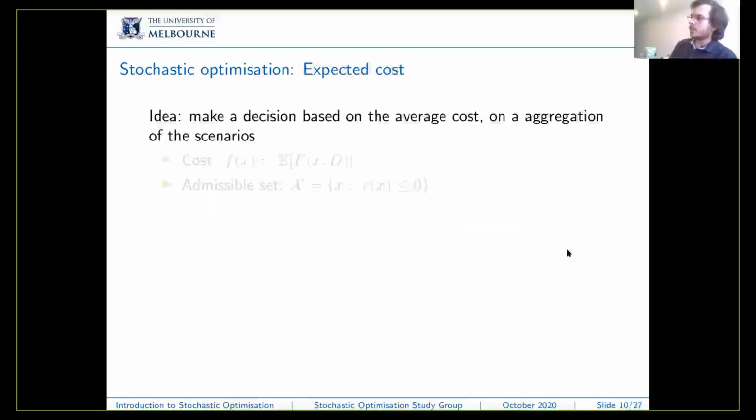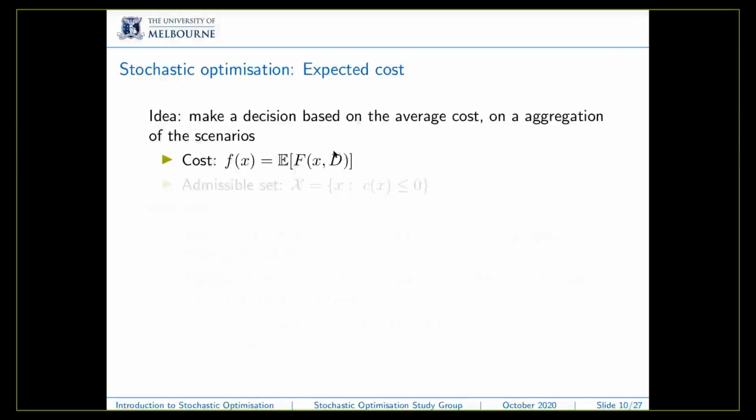Maybe the simplest stochastic optimization problem is the case where you have an expected cost. The idea is to make a decision not on the worst case, but on the average cost, based on a clever aggregation of the scenarios based on the probability distribution. So the cost is basically just the expectation taken for every x, with respect to the distribution of d. Here we do not focus on the admissible set, it might be anything.